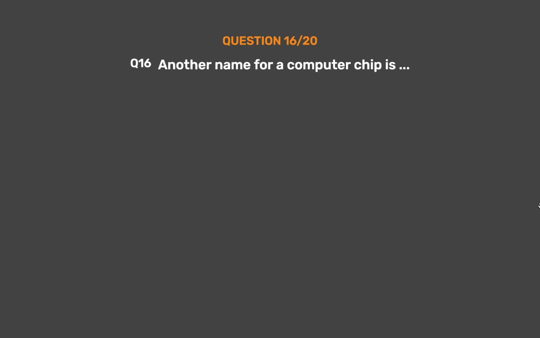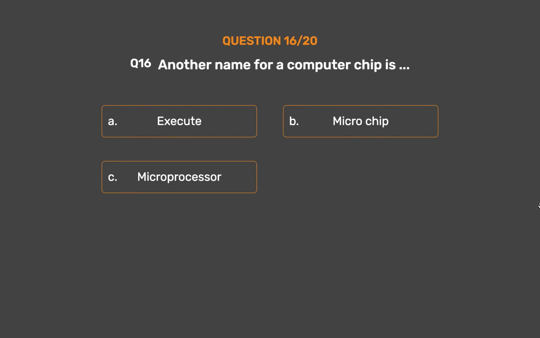Question number 16. Another name for a computer chip is option A. Execute. Option B. Microchip. Option C. Microprocessor. Option D. Select.